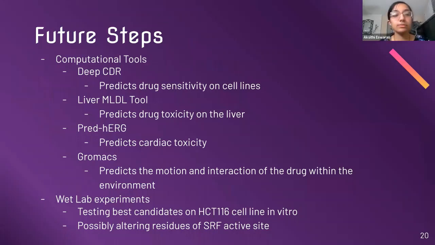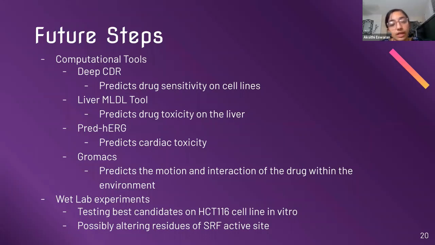So some of our future steps. Currently we've started working with DeepCDR, which predicts the drug sensitivity on cell lines. And we'd also like to use the LiverMLDL tool, which predicts liver toxicity, as well as PRED-HERG, which predicts cardiac toxicity. And we're also getting started with GROMACS, which is a molecular dynamics simulation tool. Basically it predicts how a compound will interact with its environment when it is actually put into a cell.